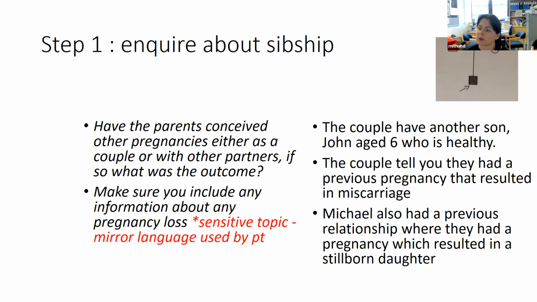What we're doing here is finding out whether the parents have conceived other pregnancies, either as a couple or with other partners, and what the outcome was. Key issues are being sensitive when you're talking to people and mirroring the language that they use. If they're with other partners or in other relationships, there can be issues that are uncomfortable or difficult to broach, so it's really important to be responsive to how the patient is giving you information.